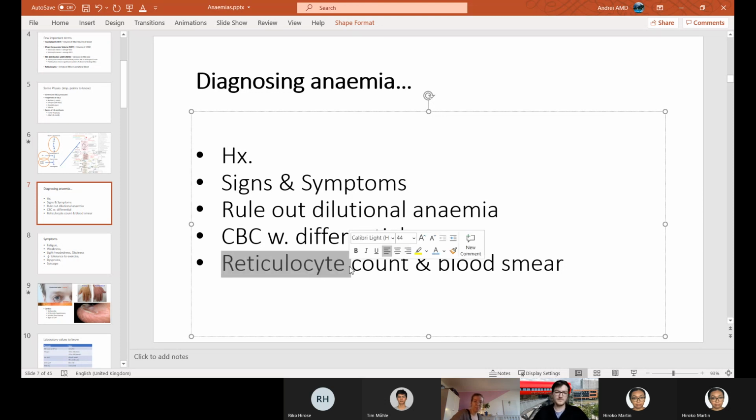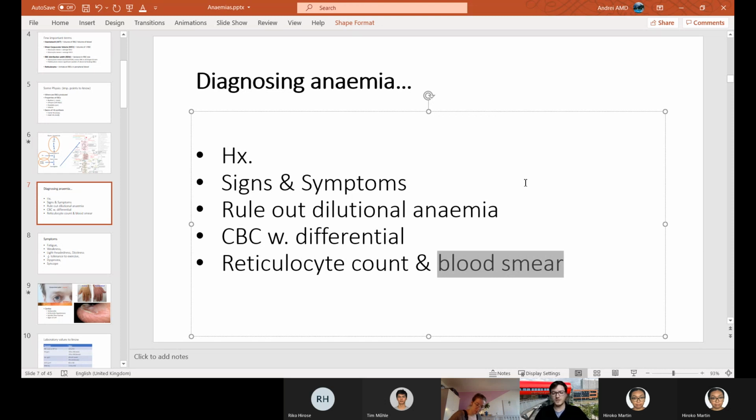And then reticulocytes and the blood smear. Everything is pretty important. This is the basics of diagnosing anemia. And we'll talk a little bit more about reticulocytes under, I think, hemolytic anemias. Blood smear is important throughout.